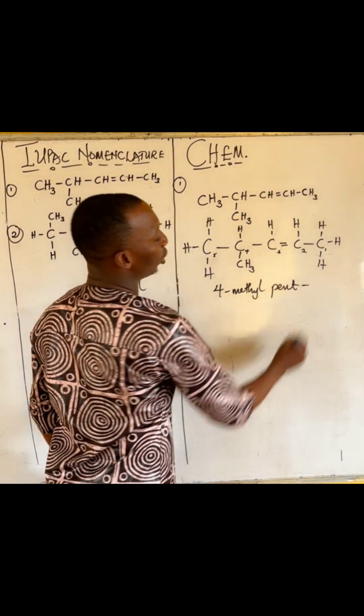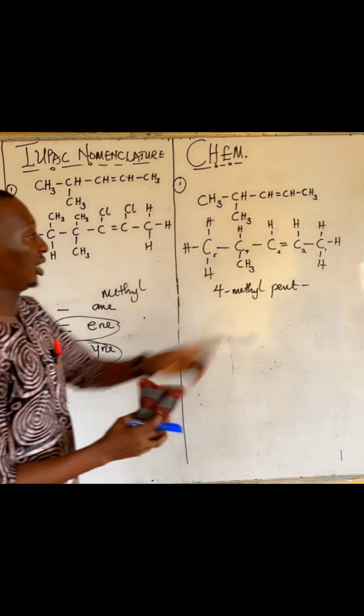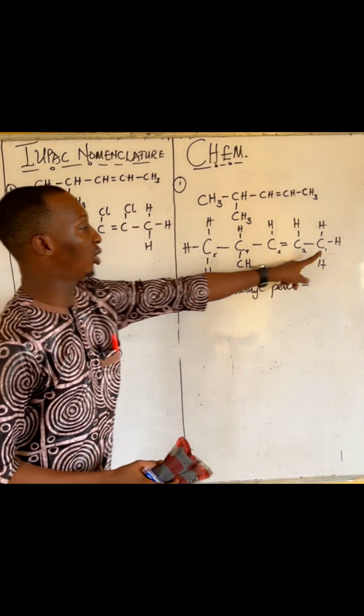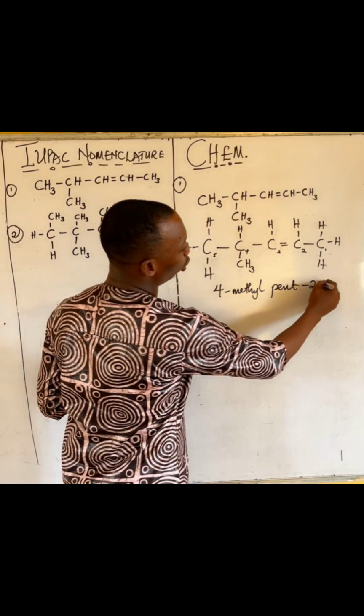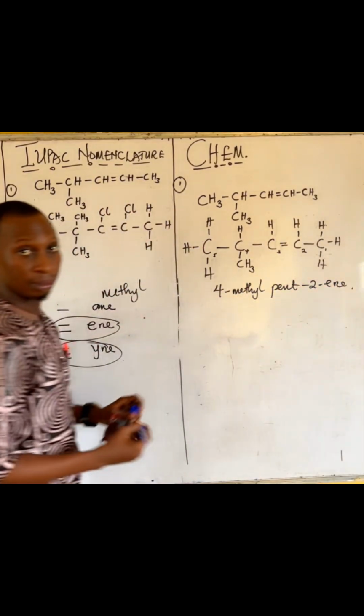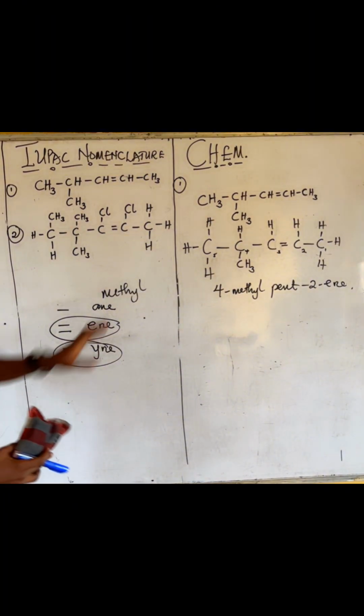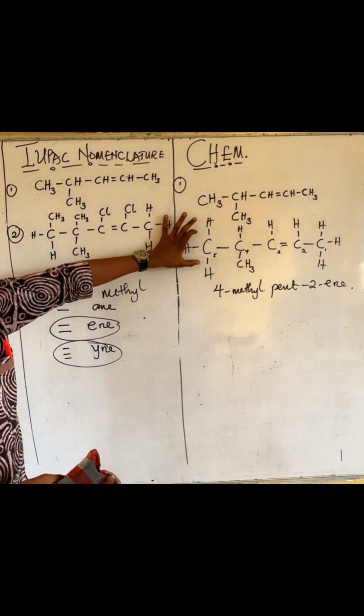Now, you need to tell me the position of the ene in the structure. The ene is on the 2nd carbon, as you can see. So this is 4-methyl pent-2-ene. And that brings us to an end of this particular thing we are doing here.